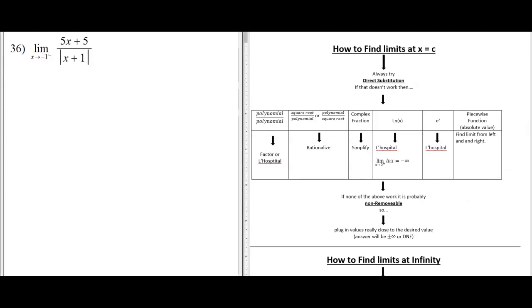Next one. All right, absolute value functions. Now, absolute value functions are really just piecewise functions. And so what we need to do is rewrite them as a piecewise function before we actually start finding the limit. So what we do is we take the part that's inside the absolute value bars there. We set it equal to 0. And we solve.